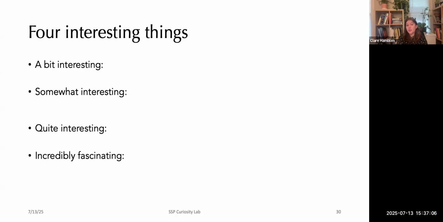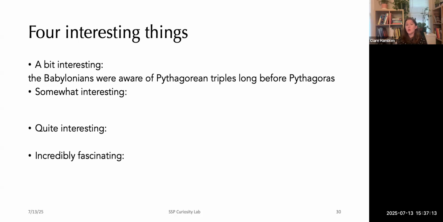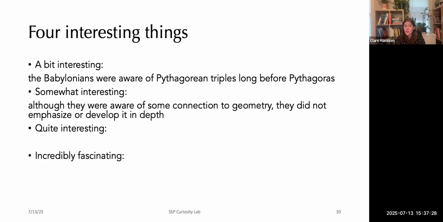So, okay, let's see here. I think I have 4 interesting things for us at this point. Something that to me is a bit interesting is that we can conclude Babylonians were aware of Pythagorean triples long before Pythagoras. So as far as the question of who was first, definitely, Pythagoras was not the first. It's a little more interesting to note that although the Babylonians did seem to be aware of a connection to geometry, they did not emphasize it or develop it in depth. That's a little more surprising.